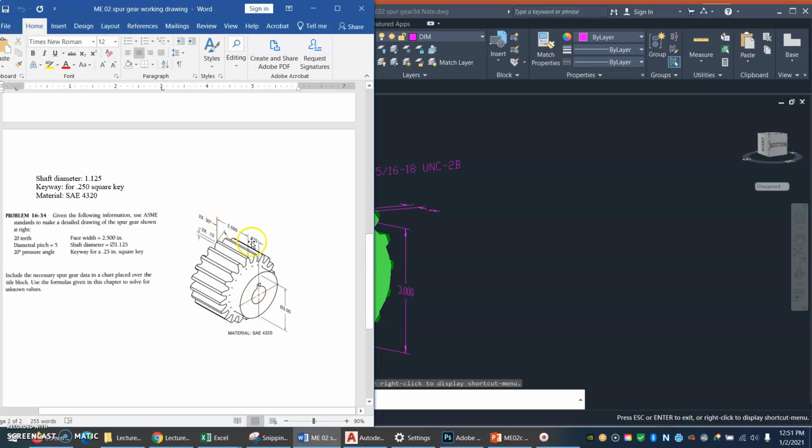Be sure to put on the face width. And then next time, we'll stop talking about gears for a moment, and we'll come back and talk about keyways and figure out what size of keyway you need and how to dimension it.